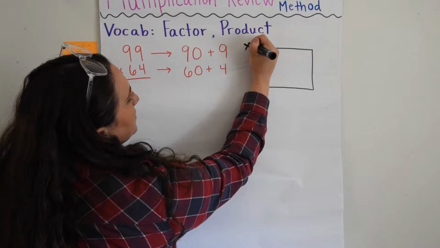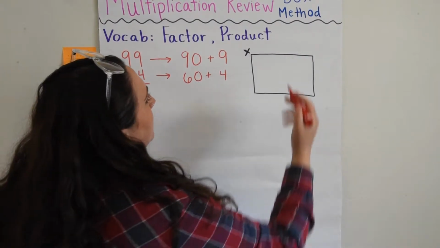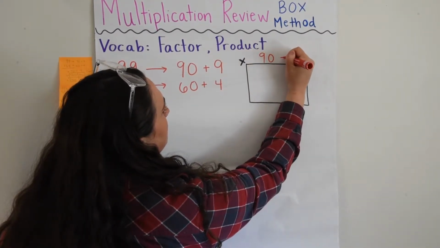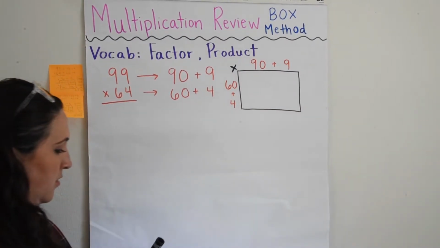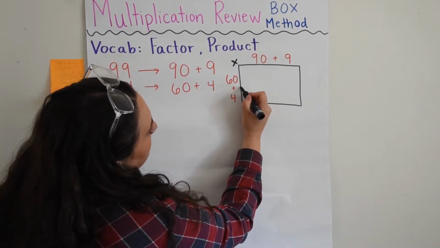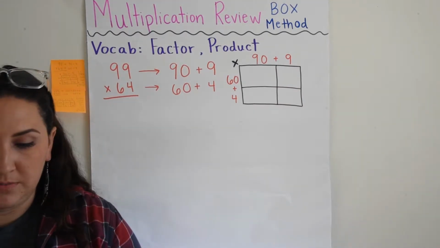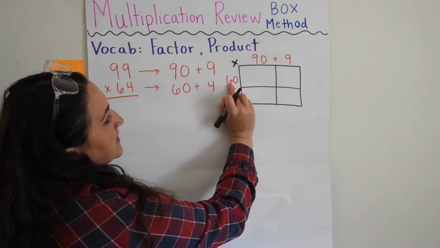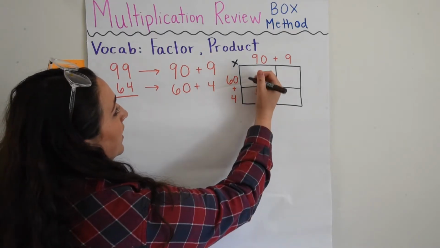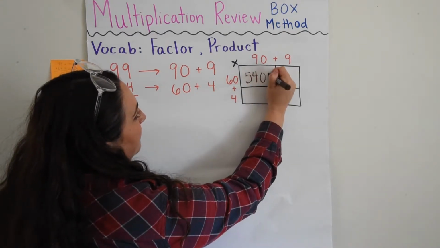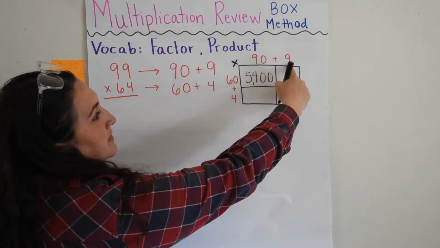Remember, at this corner of our box is our multiplication symbol because we are still multiplying these numbers together. Right here I have 90 plus 9, 60 plus 4. Now where I have put my plus symbols, my addition symbols, I can draw my lines across. Now my box is ready for me to start multiplying. In this first box here, it's going to be 60 times 90. Well, I know 6 times 9 is 54, and since we're multiplying with the tens, I have my 2 zeros. So 5,400.